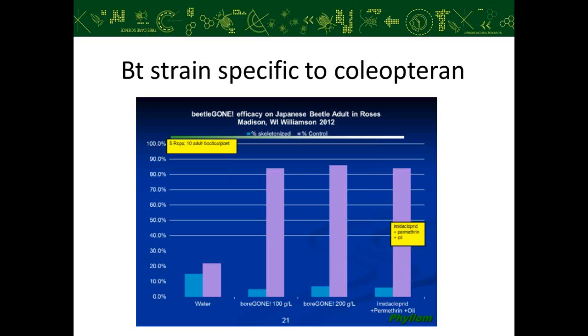Other work being done is with a BT strain called Beetle Gone. Beetle Gone works solely on coleoptera. And so in treatments, and this just happens to be at a low rate and a high rate versus an industry standard treatment of imidacloprid, permethrin, and oil, we see that Beetle Gone can be just as effective as the industry standard spray treatment. However, Beetle Gone has to be applied every 5 to 7 days. And so that's a drawback, a limitation. So you may have to spray it 3, 4, even 5 times for Japanese beetle throughout the season. But another tool in the toolbox to provide options for your customers.